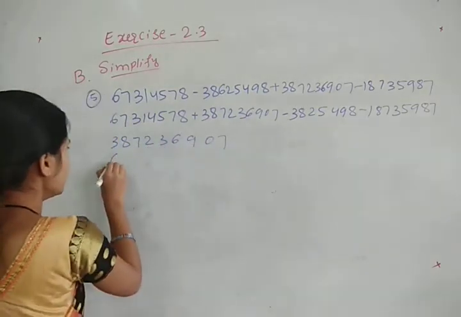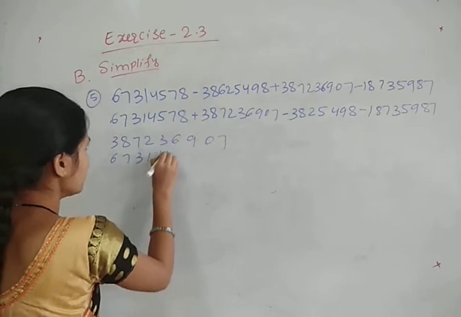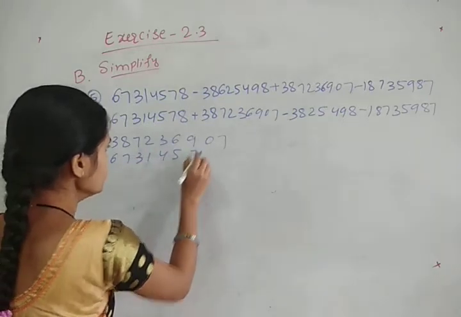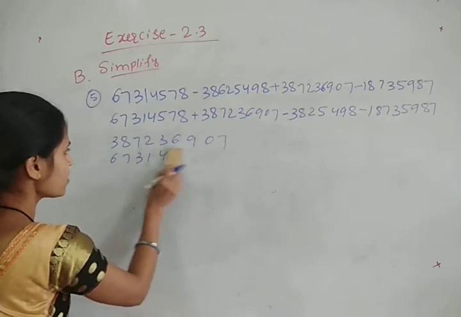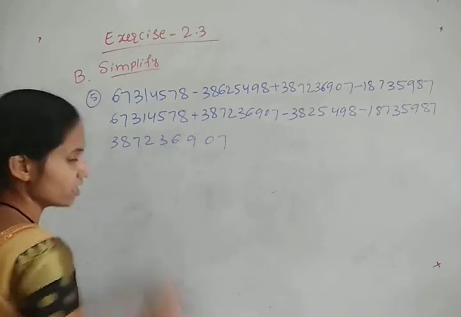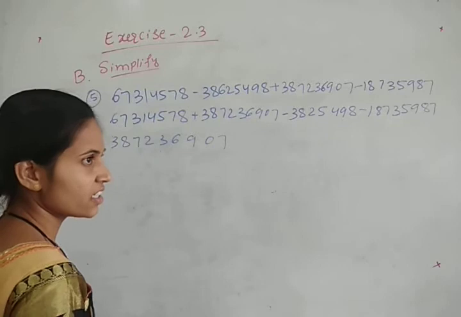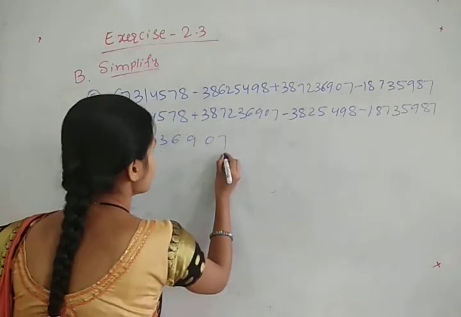387236907 and 673145. It is not like that. Always I have told you, you need to write the numbers while writing in the columns from the right hand side to left. Okay.